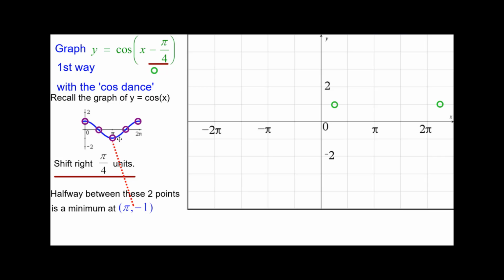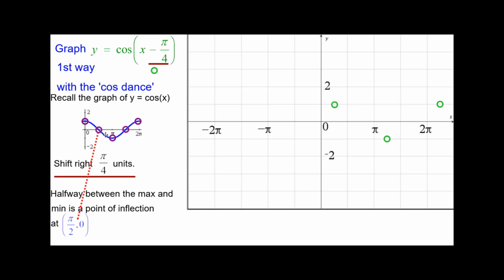Halfway between the maxes is the minimum, normally at pi, negative 1, but we have to add pi over 4 to pi, and when we do that, we're getting 5 pi over 4, 1 1/4 pi, and we'll plot that one, negative 1. You can see it's halfway between those two.